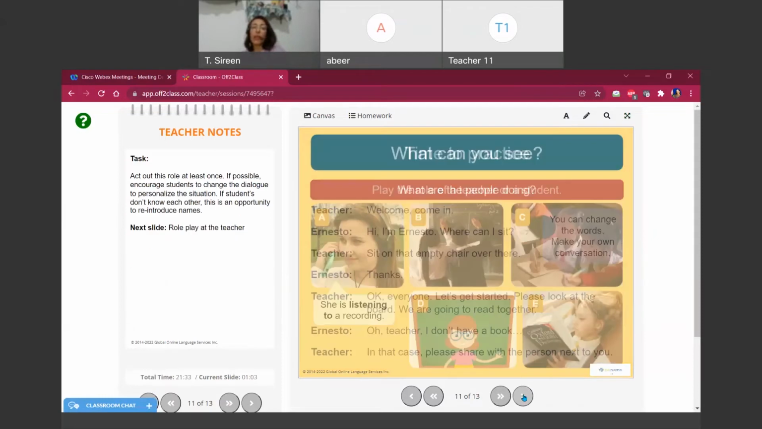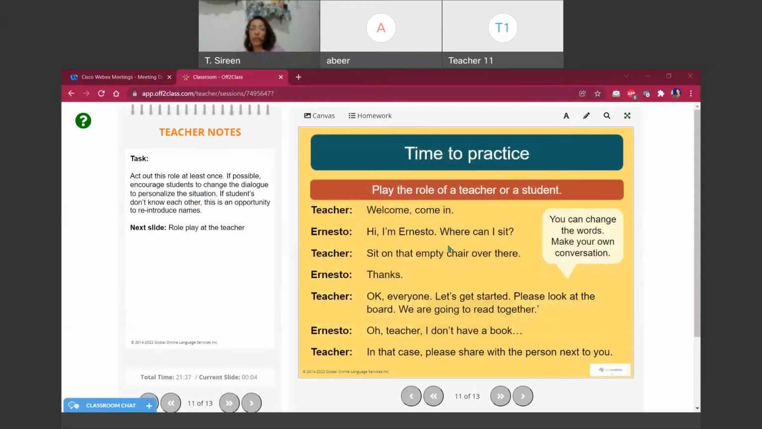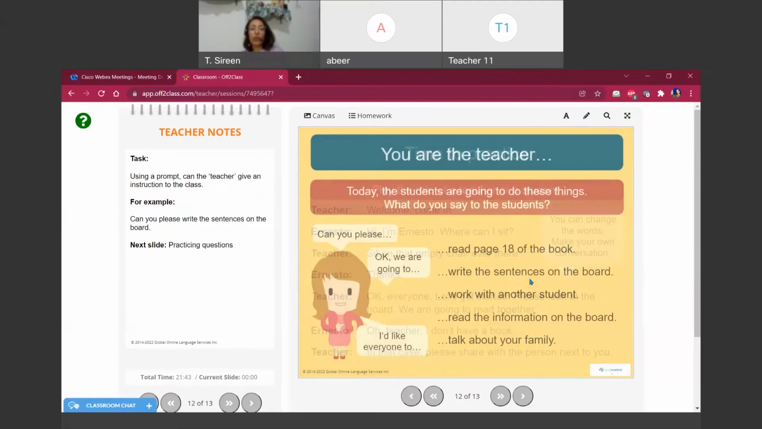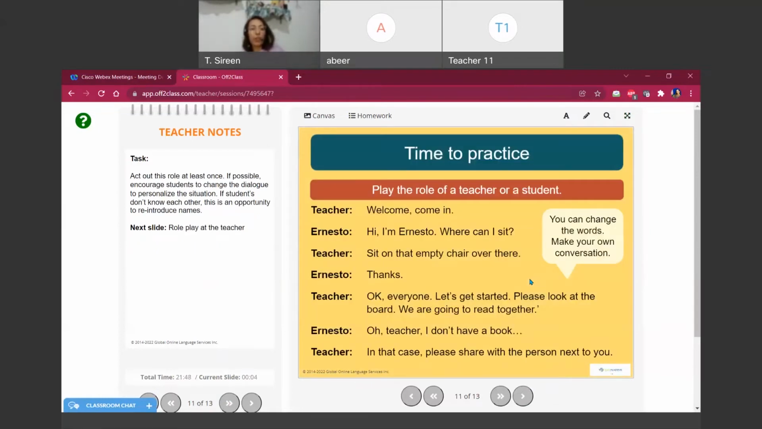Very good. So here, let's play the role of a student and the teacher. Here we are going to make, you can change the words, make your own conversation. طيب خلينا نقراها مع بعض. Okay, we have here, play the role of a teacher or a student. يلا. So for example, you are the teacher and I am Ernesto. تمام؟ يلا. Welcome, come in. Hi, I'm Ernesto. Where can I sit? Sit on that empty chair over there. Thanks.